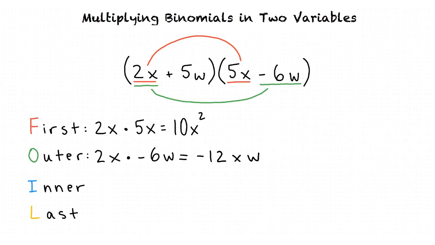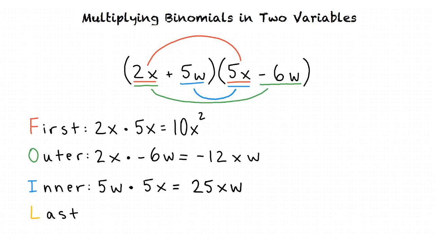The next letter is I. Inner means that we are going to multiply the two innermost terms of the binomials. The two innermost terms are 5w and 5x. 5w times 5x equals 25xw.